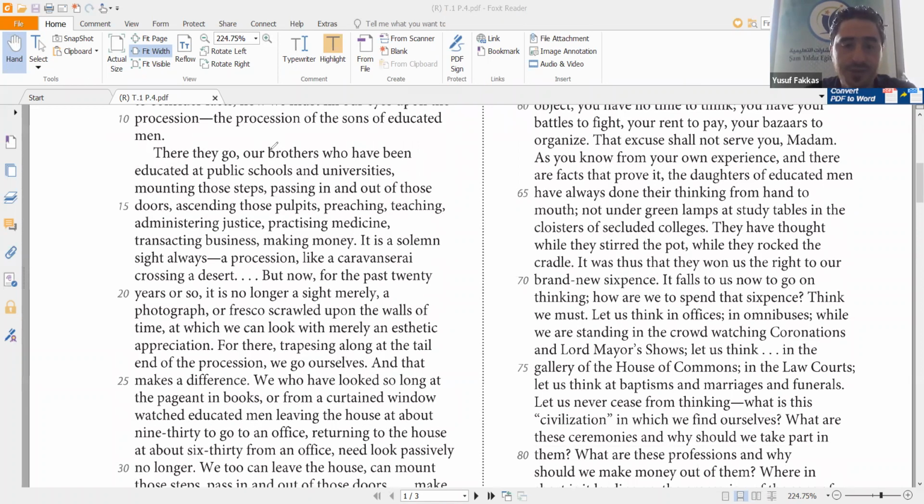So there they go, our brothers who have been educated at public schools and universities, mounting those steps, passing in and out of those doors, ascending those pulpits, preaching, teaching, administering justice, practicing medicine, transacting business, making money. As you can see here, it's just one idea, okay? I know it's a lot of lines, but it's just one thing. She is trying to prove that they, the sons of educated men, can do all of these things. And we said they are about two things: education, because she mentioned schools and universities, and professions, jobs. And she mentioned many different types of jobs.